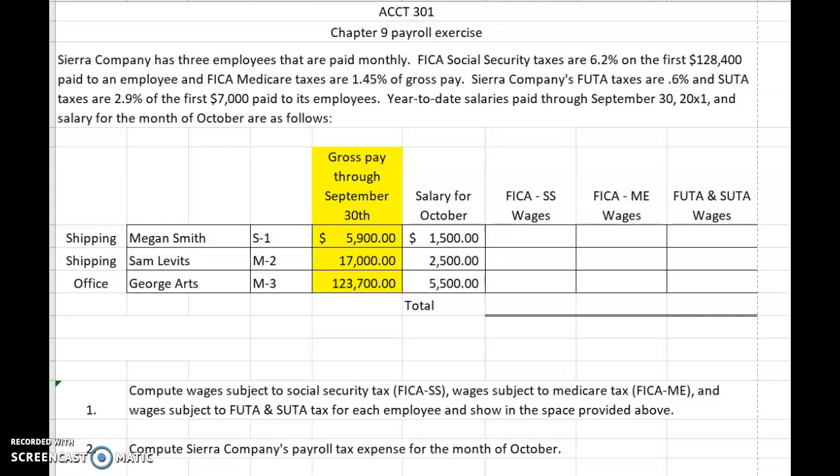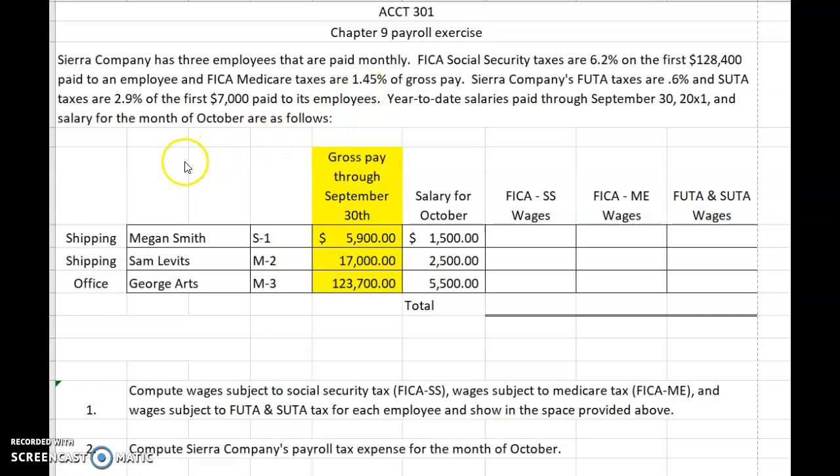We are given the following information for Sierra Company. 1. There are 3 employees, Megan Smith, Sam Levitz, and George Arts. Next, we are given year-to-date gross wages through September 30th. We are also given gross wages to be paid for the month of October for each employee. And we're given details about wage bases and tax rates.